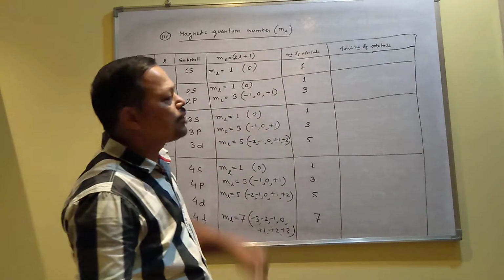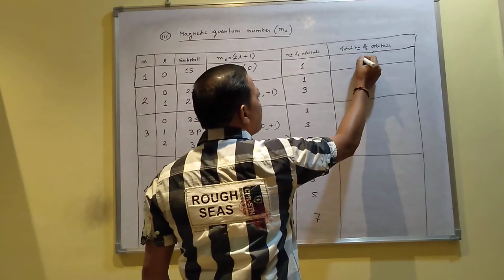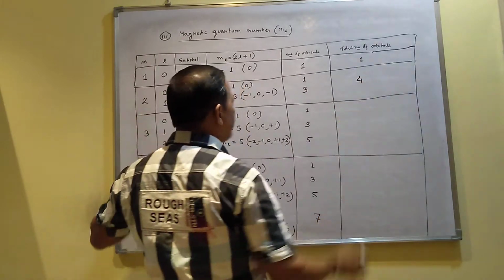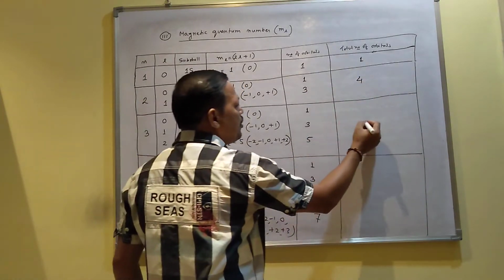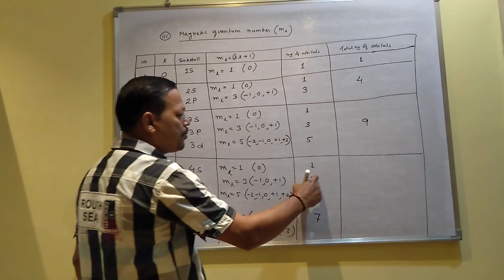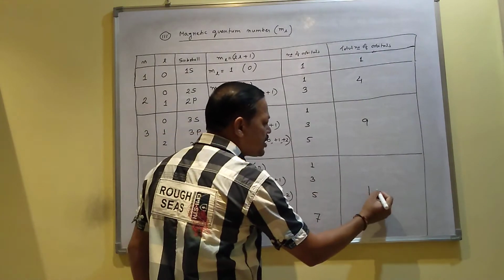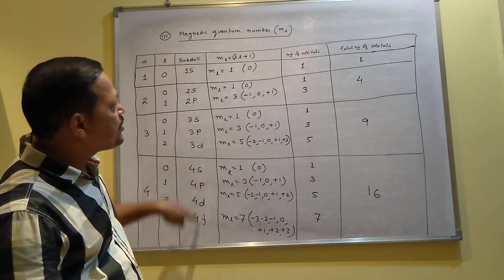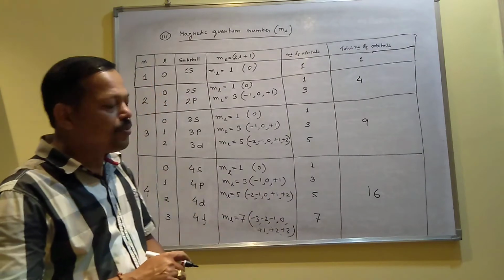If you want to write the total number of orbitals in the cell, in the first cell you have got only 1. In the second cell you have got 3 plus 1, total 4 orbitals. In the third cell you have got 5 plus 3 plus 1, you will get 9 orbitals. And in case of the fourth cell, 3 plus 1 is 4, 4 plus 5 is 9, 9 plus 7, you will get 16 orbitals. So these are the subcells and these are the numbers of orbitals. I will tell you the names of the orbitals later.